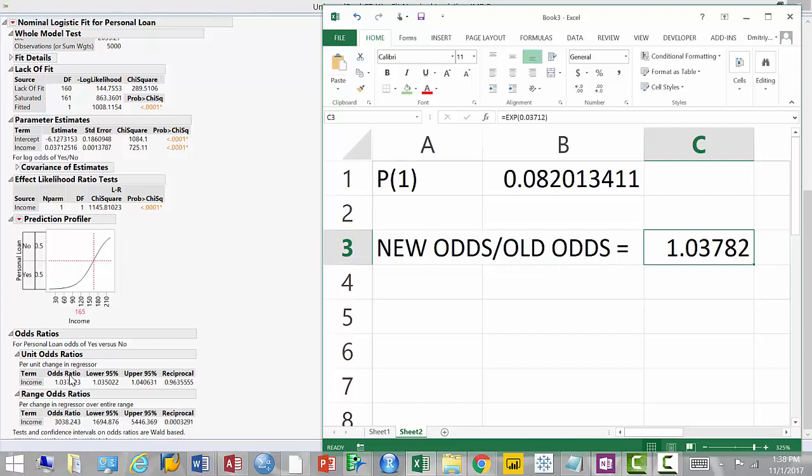I wanted us to suffer through it a little bit, but make a connection. So the connection really is this number, 1.03782, is nothing more and nothing less than e to the power of the slope of your regression, not linear, logistic regression. That's it. Any questions? Anything unclear, hazy, shady, weird?